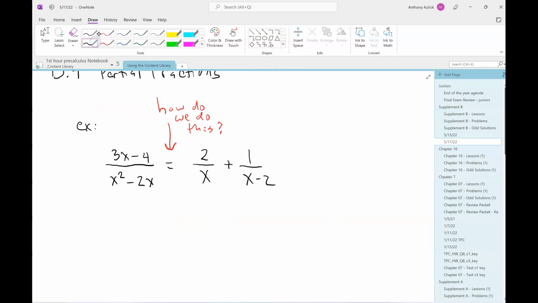All right. So our explanation here. The key is going to be looking at the denominator. The first thing I'd want to do is to factor the denominator, x squared minus 2x. How does that factor? It's the easiest Algebra 1-iest factoring that we ever do.